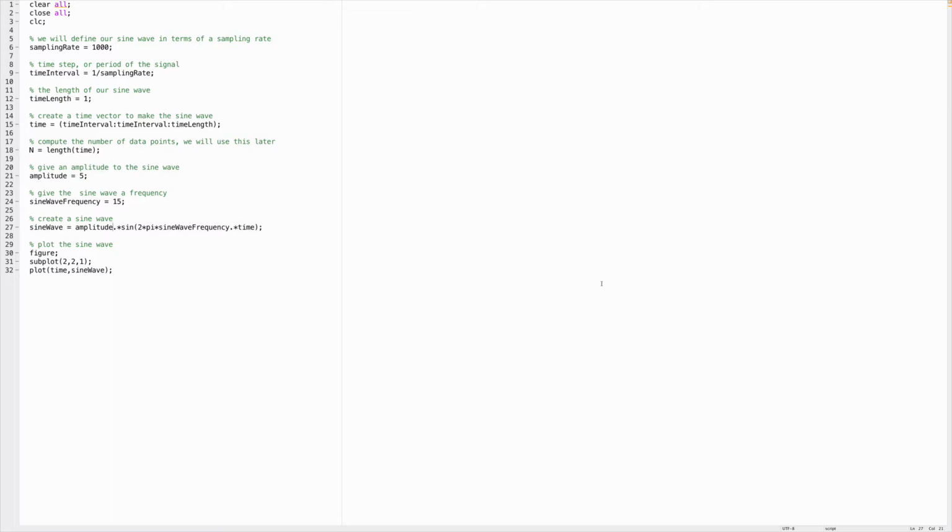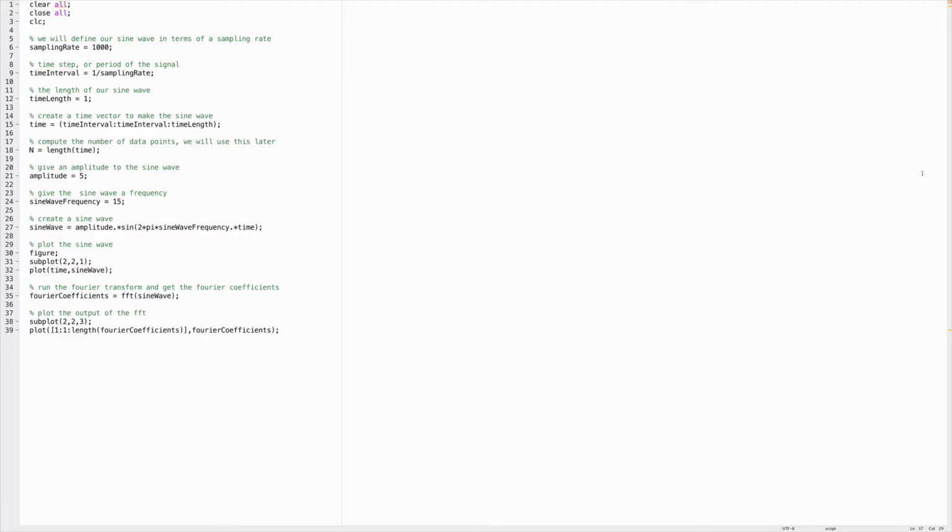Then I'm going to give my sine wave an amplitude of 5 and a frequency of 15 hertz, and then I'm going to create my sine wave. I'll use subplot here just because I'm going to create some other waves, and I want to show you how they all fit together. What you'll see is I've created a sine wave, and now let's run an FFT and look at the output. So running an FFT in MATLAB is relatively trivial. You just use the FFT function and pass in a waveform, and that will get you Fourier coefficients. So let's do this and take a look at the output.